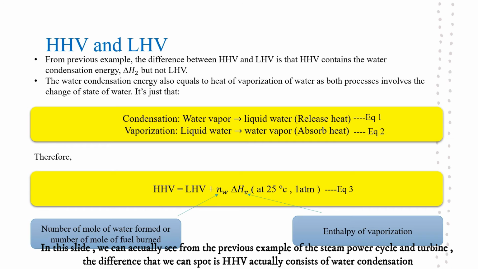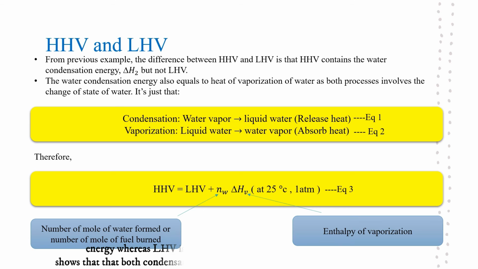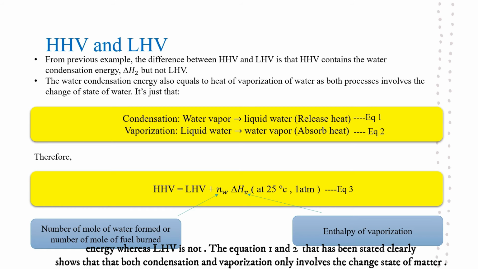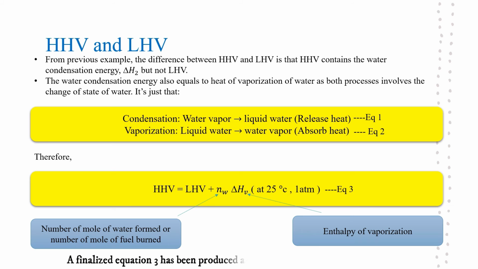In this slide, we can see from the previous examples of the steam power cycle and turbine that the difference we can spot is that HHV consists of water condensation energy, whereas LHV does not. Equations 1 and 2 clearly show that both condensation and vaporization only involve a change of state of matter. A finalized equation 3 has been produced as the result of the relation between equations 1 and 2.